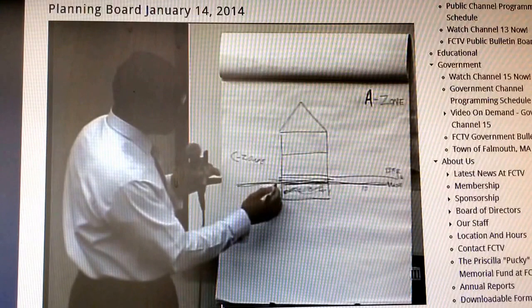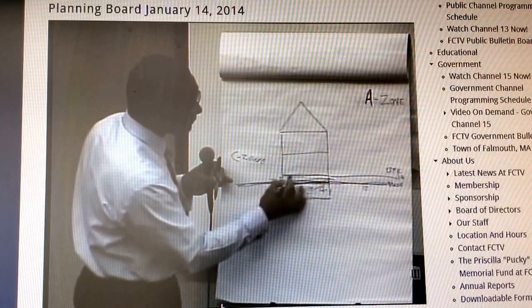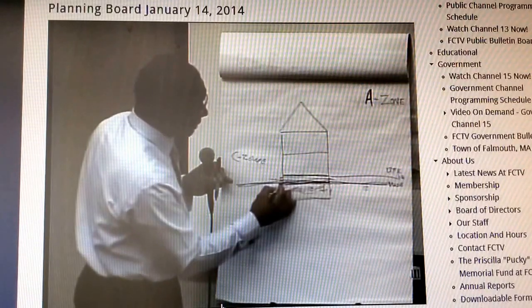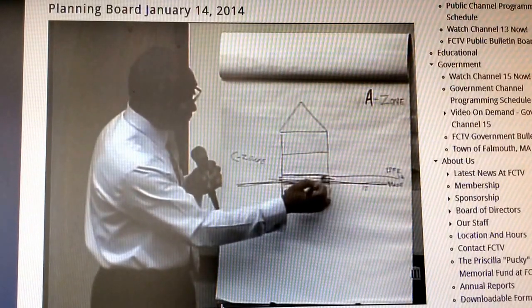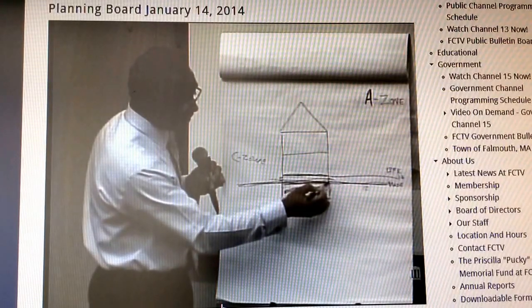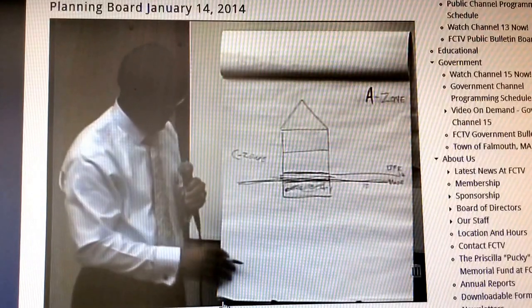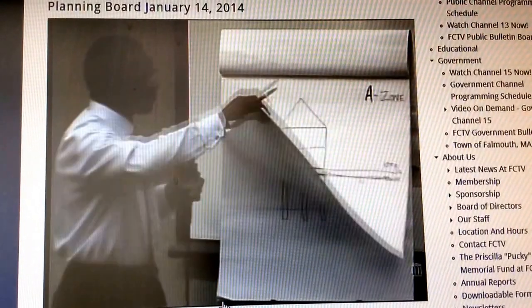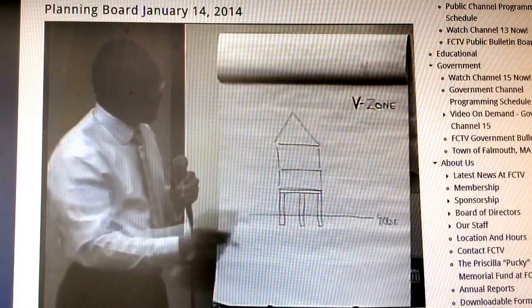So, in an A zone, your lowest floor, including the crawl space, has to be at or above the base flood elevation. And anything that's below that has to provide those vents. And you can't have mechanicals or any of that. Okay? So, now we go to the more restrictive zone, and that's the V zone.